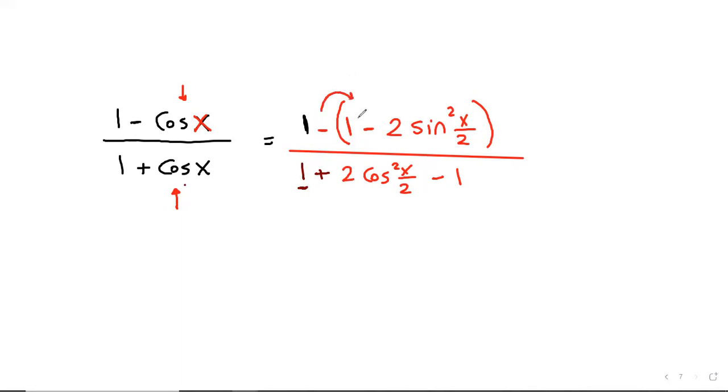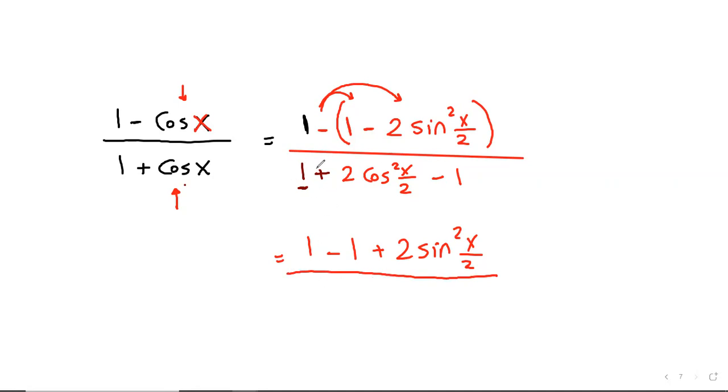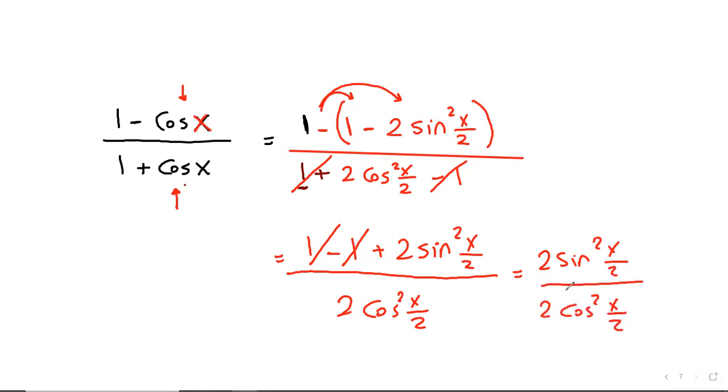Expand this negative here, so negative times 1 is negative 1, so it's 1 minus 1. And negative times negative 2 sine squared x over 2, it's plus 2 sine squared x over 2. All divided by, here we have 1 and minus 1, so cancel them. You are left with 2 cosine squared x over 2. And also at the top we have 1 and minus 1, so cancel them. So we reach 2 sine squared x over 2, over 2 cosine squared x over 2. Cancel 2 and 2. And you know that sine divided by cosine is tan, but we have here power of 2 and power of 2, so write it as tan to the power of 2 and take the angle as x over 2. So we ended up with tan squared x over 2.